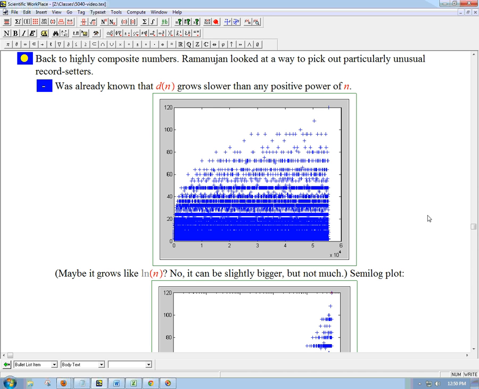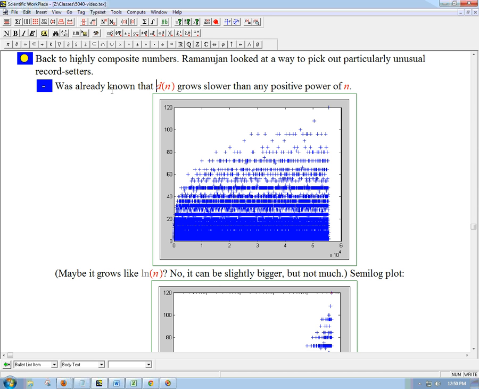And so this list of highly composite numbers that we had, for example, I'd like to winnow that down in some way. And Ramanujan, about 100 years ago, looked at a way to pick out some particularly unusual record setters among the highly composite numbers. So to do that, let's look a little bit at how d of n, the divisor function, grows as n grows. So here's the graph again that I showed before.